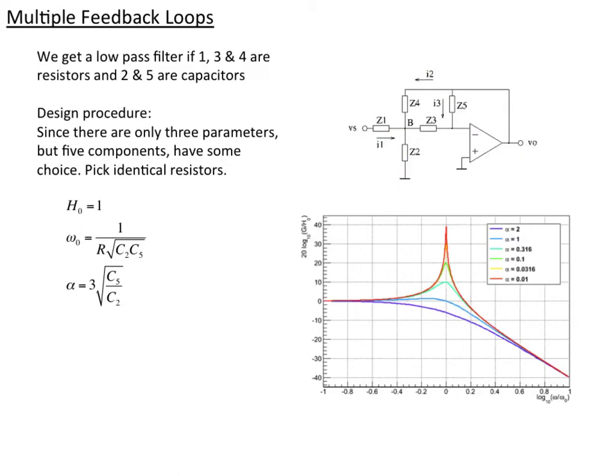In that case, when we work everything out, H naught is 1. Remember, it was the ratio of resistors. Omega naught is 1 over RC, where we have the R for the 3 resistors, and we take the geometric mean of the 2 capacitor values. And alpha is 3 times the square root of the C5 over C2. So if you want a given gain here, you set alpha and the ratio of the two component capacitors here, and then you set the size of them to give you the frequency you want.